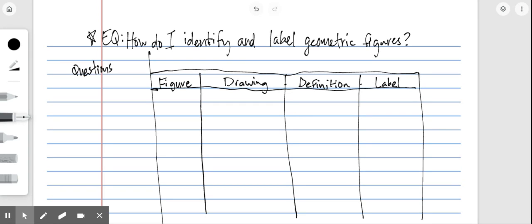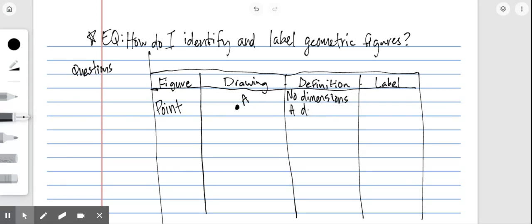Okay, so we're going to start with a point. A point is a figure. Okay, this is one piece of geometric figures. Here's a drawing of a point. It's literally just a dot, and most of the time they have a little label on them, like A. Okay. The definition of a point is it has no dimensions. Okay, so it has neither depth nor width, and it's basically just identified by a dot.